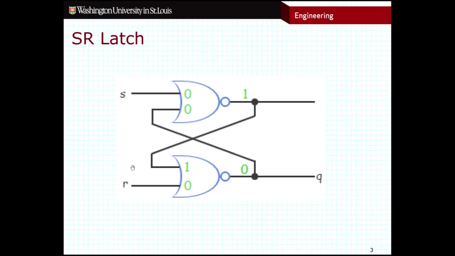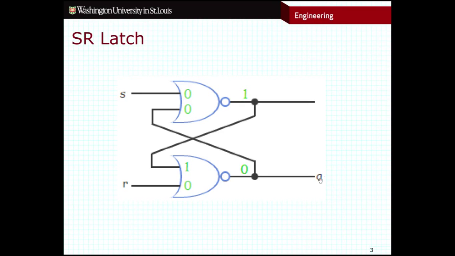If S is high and R is low, we know that this top NOR gate is going to be outputting a 0. You can just look at the truth table for a NOR gate: anytime we have a high signal coming into a NOR gate, that immediately tells us that we're going to be outputting 0. So down here on this bottom NOR gate, we have 2 zeros coming in, which means that the output of this bottom NOR gate will be a 1. This 1 will be feeding back in. It doesn't really matter that this 1 is coming back into this NOR gate because we already know that the output is 0.